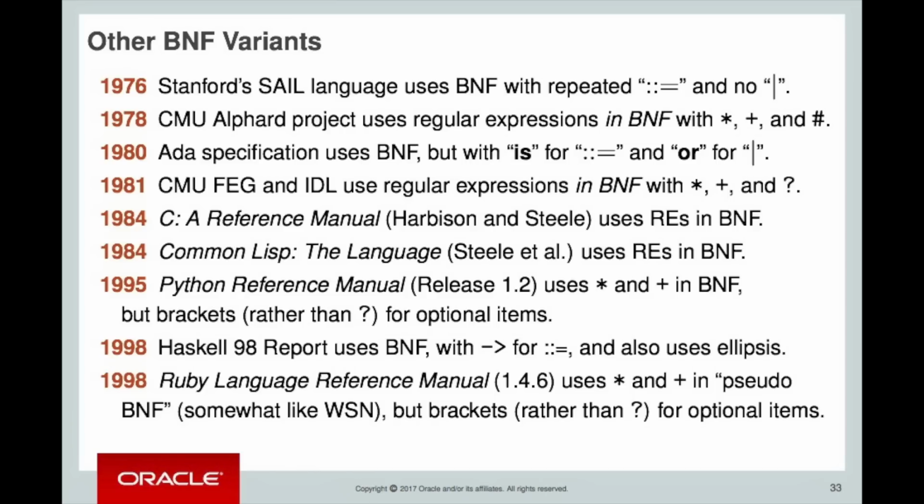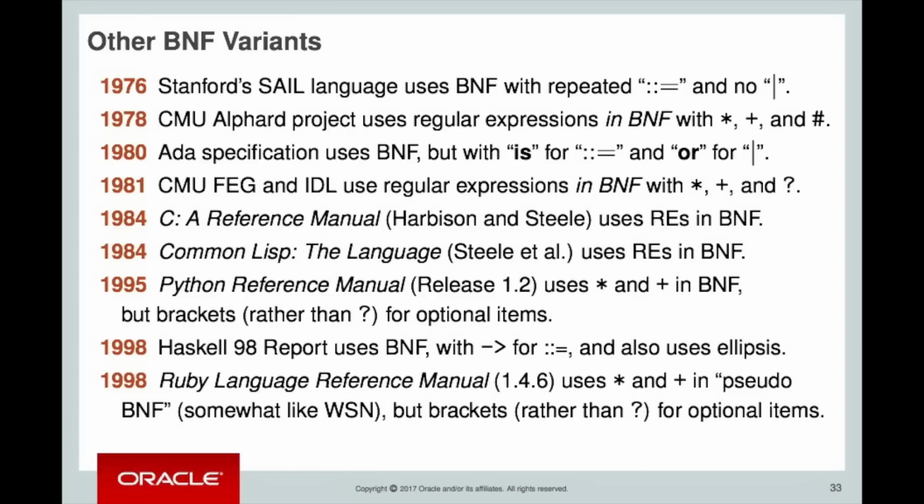I was at CMU in the early 80s, and I think that their notation influenced me and Harbison when we published our books on C and Common Lisp in 1984. We also used regular expressions in BNF. In 1995, a decade later, the Python reference manual uses the Kleene star and plus in BNF, but they don't use question mark for the optional items, they use brackets.